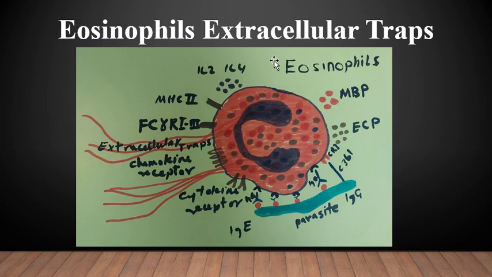Eosinophils are also similar to neutrophils. They have the capacity to produce extracellular traps, as can be seen here. These are sticky filaments from the modified chromatin, and they have the capacity to trap different pathogens.